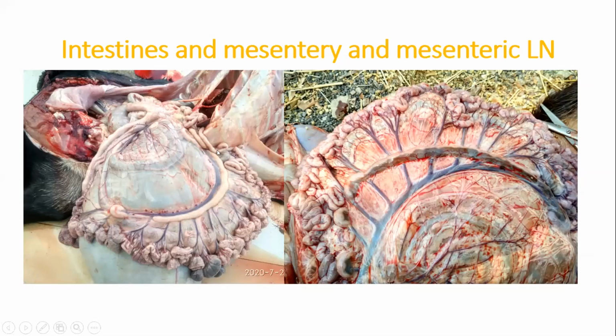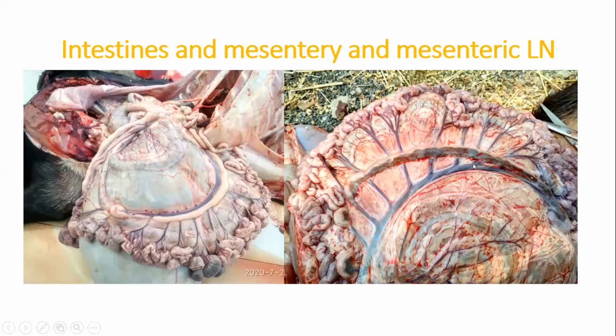So here, this is one big mesenteric lymph node, this is also a mesenteric lymph node, and these are the very small mesenteric lymph nodes. So we have to collect the different mesenteric lymph nodes for the different virological isolation, for the different bacteriological isolation. Here also we can see the mesenteric lymph nodes are a little bit necrosed and a little bit hemorrhagic and a little bit congested. You can see the capillaries are much more prominent over here.